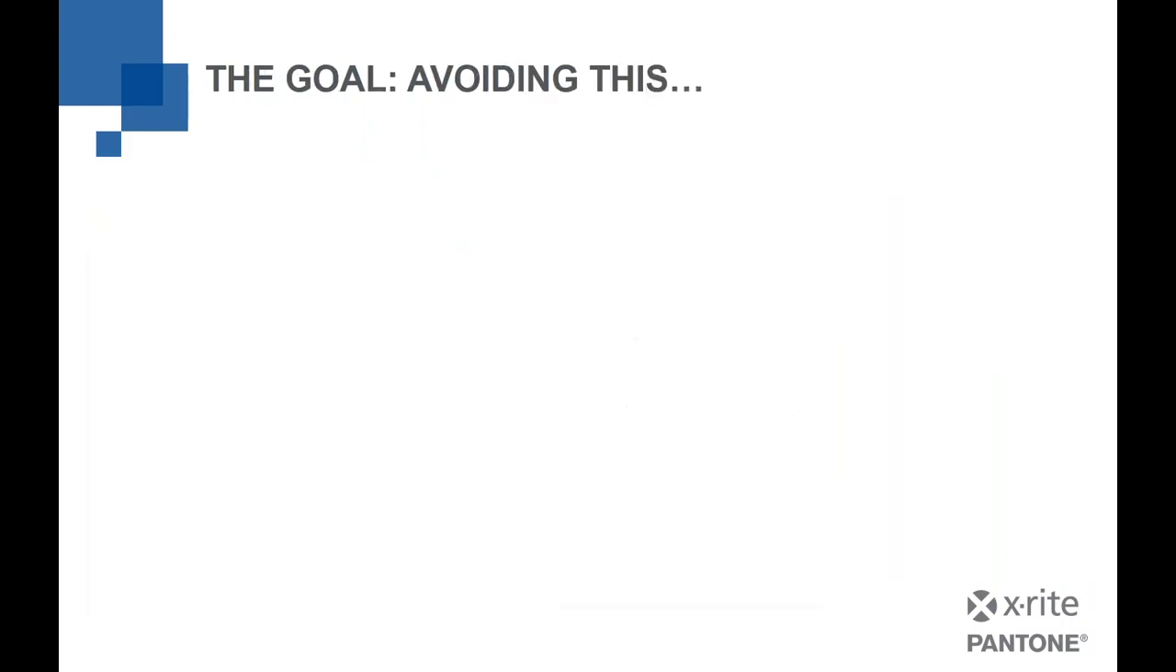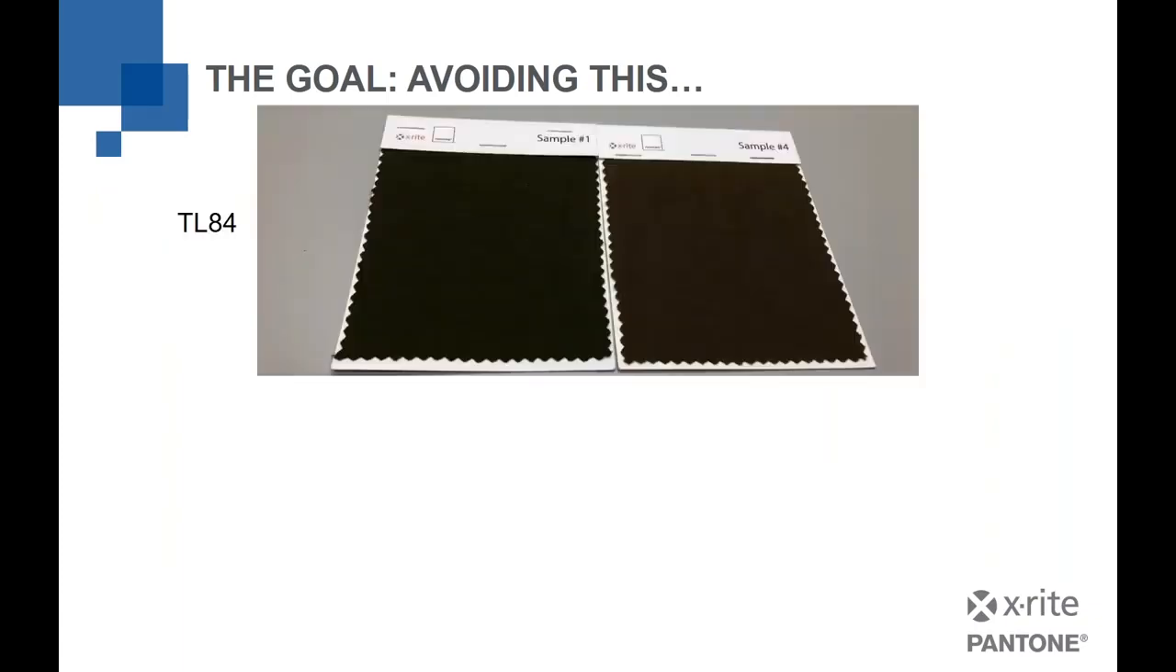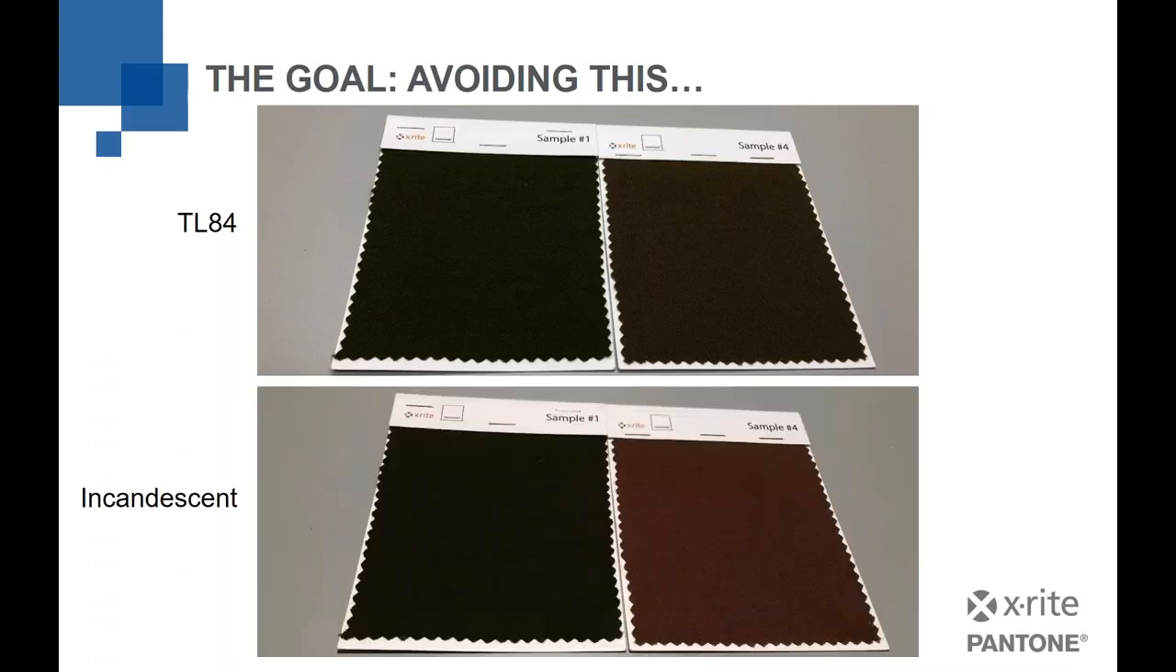And then ultimately the goal is avoiding this, right? You've got under TL84, my sample 1 and my sample 4, they don't match really well. Depends on what it is you're producing. Some people might say that's an awful match. Some people might say that's acceptable. The one on the right's a little bit less green than the one on the left, let's say. But these are the exact same 2 samples then in incandescent light, and obviously we wouldn't even call the one on the right a green anymore. It's now a brown, right?